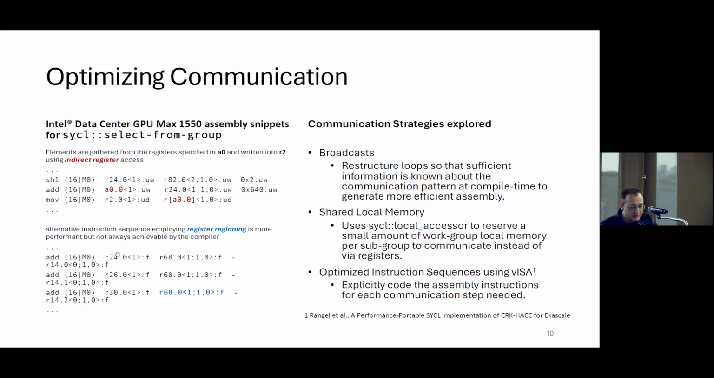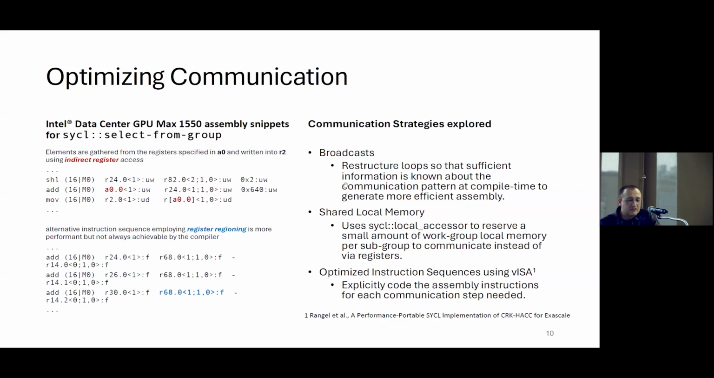More performant generation of the assembly would look something like what's on the bottom, and this uses register regioning. Using register regioning, the compiler can generate more efficient code because it doesn't have to do this kind of indirect register access. But sometimes it is not easy to structure your code to generate something more efficient like this.